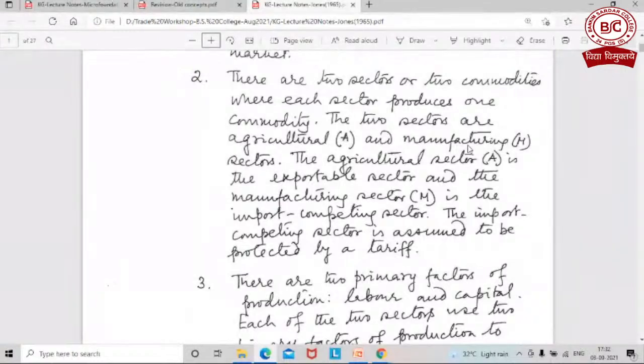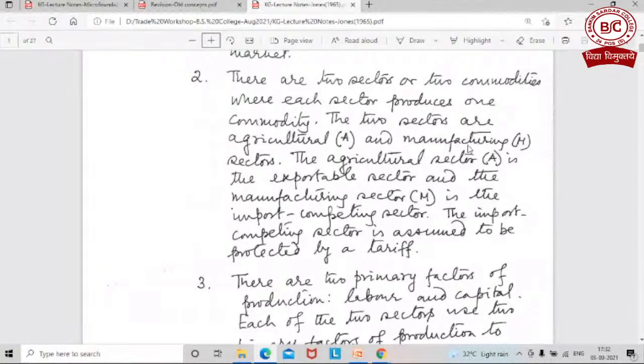Labor and capital are the two primary factors of production. Here we do not take into account any intermediate input. So, labor and capital are the primary factors of production. It's not that only labor is used, but also capital is used. Each of the two sectors, the agricultural sector uses labor and capital. The manufacturing sector also uses labor and capital.